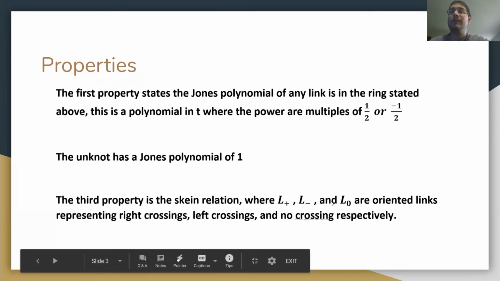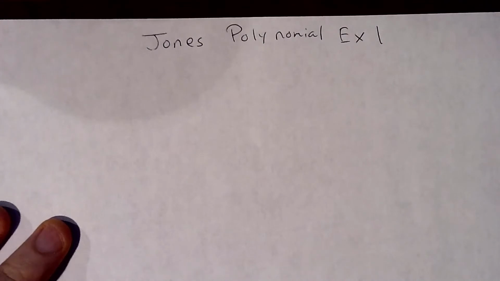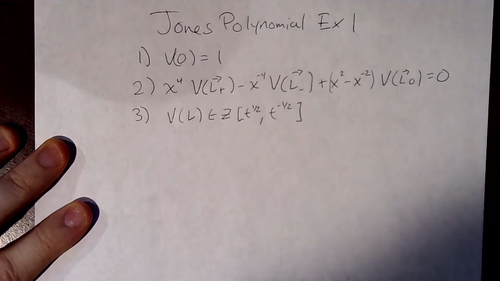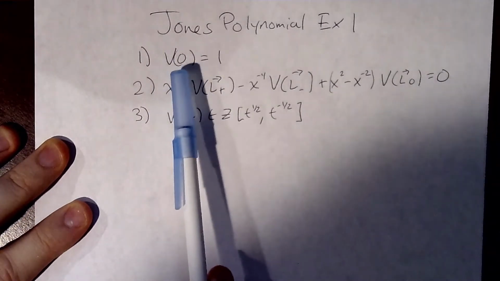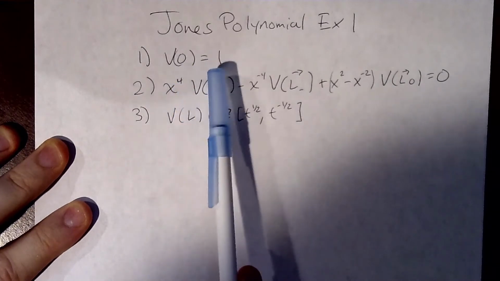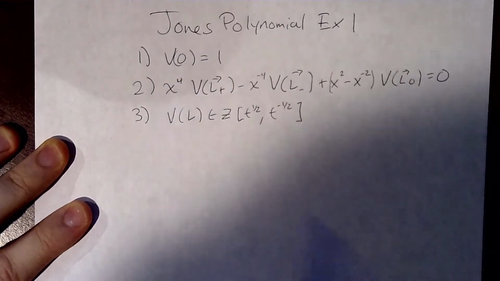Right, left, no. Now we are going to discuss how to find the Jones polynomial for various knots and links. Importantly, the Jones polynomial is unique to a given set of knots or links, even if those knots and links look different from one another under isotopy. Recall the characteristics of the Jones polynomial. First of all, the Jones polynomial of the unknot must be equal to 1.